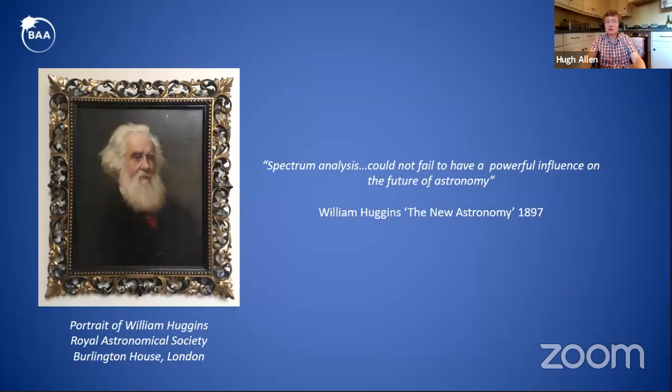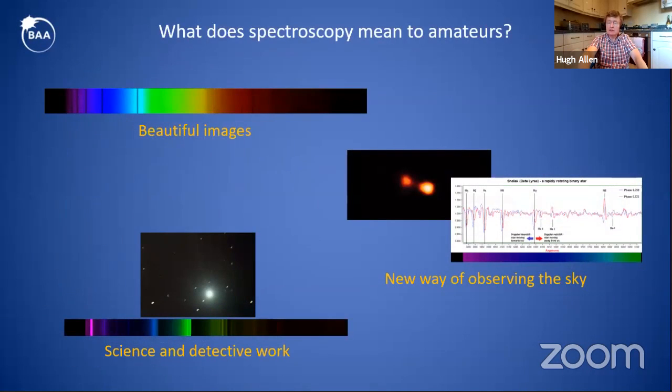And here's Huggins as an old man, and he wrote an essay in 1897 near the end of his life where he looked back on his career. And one of the comments he made was, "Spectrum analysis could not fail to have a powerful influence on the future of astronomy." And I think it has done in professional astronomy, undoubtedly. You cannot do professional astronomy without spectroscopy. That's how we understand really what's going on at these great distances. Less so perhaps for amateurs.